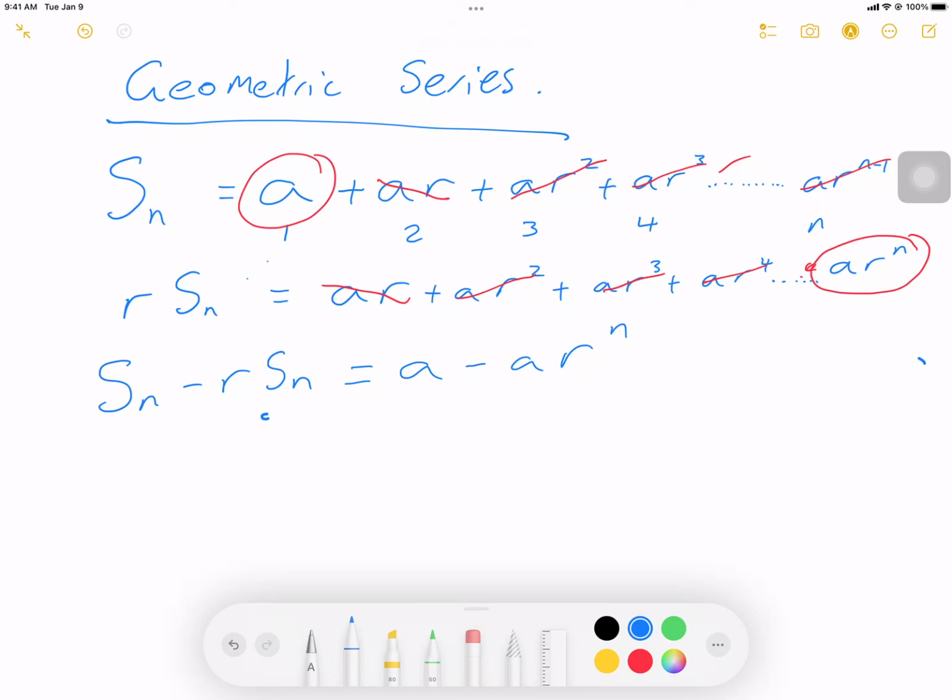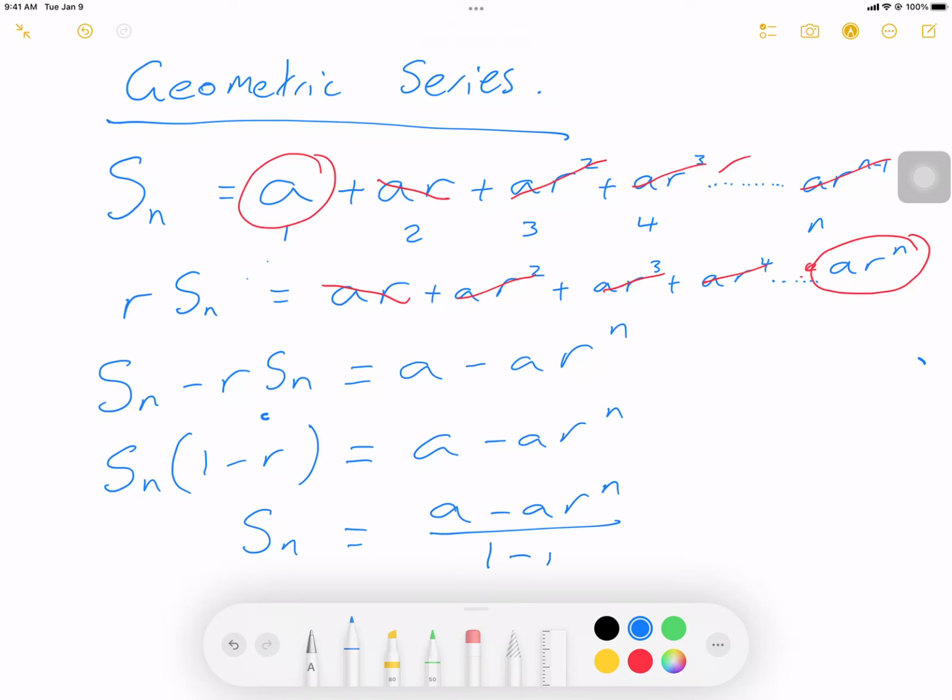That looks a lot simpler. It doesn't have a large number of terms anymore. I could factorize out the Sn, so I just have 1 minus r. And I'm now left with this. This is starting to look more interesting. And what I actually want to have is Sn equals something. So I could divide that bracket onto the other side. And there's my formula.